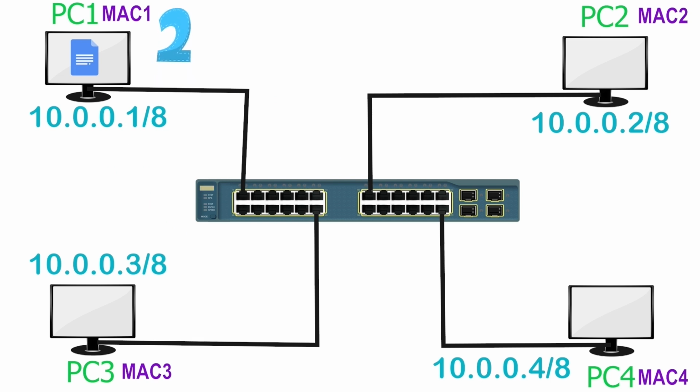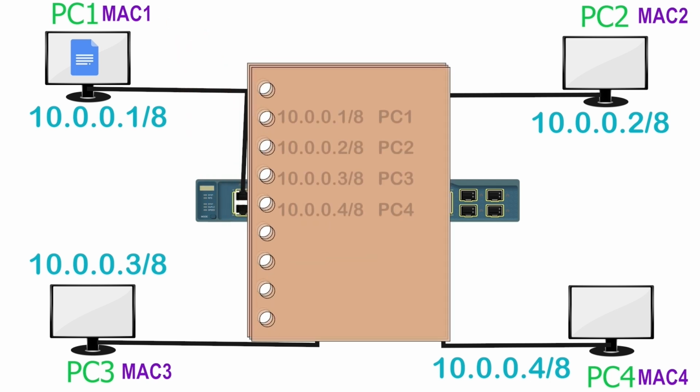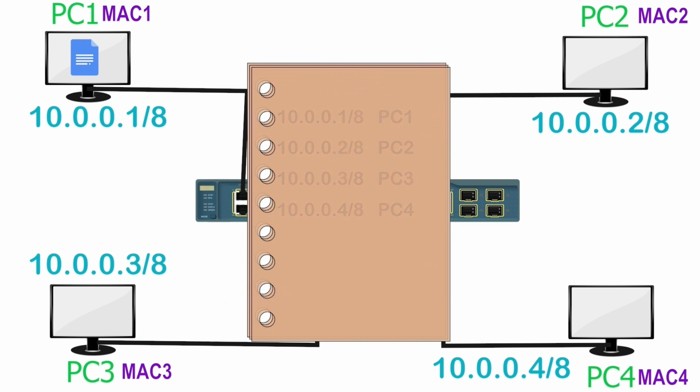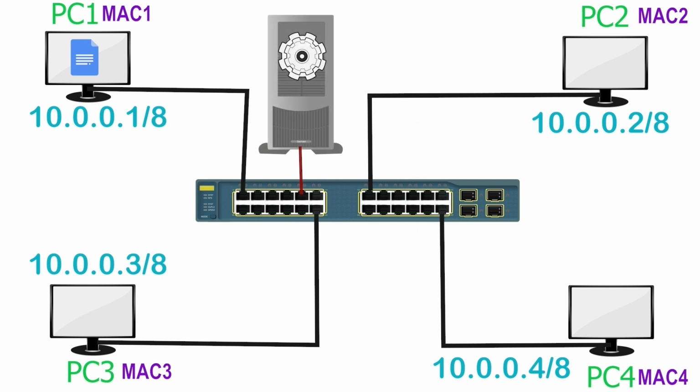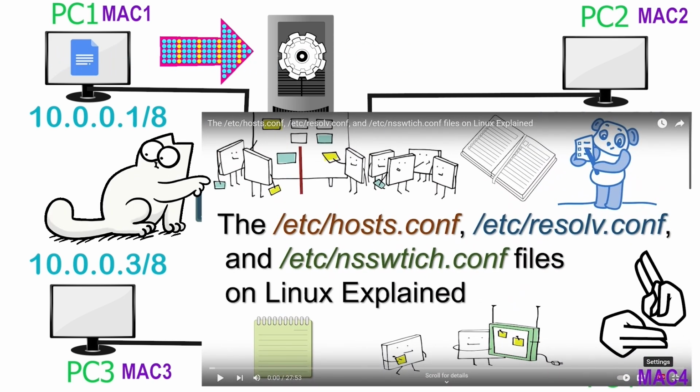PC1 can learn the IP address of PC3 in 2 ways. It can use the host's file or a DNS server. A host's file is a text file. Almost all operating systems have it. It allows us to map IP addresses to names. If this file does not contain an entry for a name, the system uses the DNS server to translate the name. A DNS server translates names into IP addresses in the network. You can check this video to learn more about the host's file and DNS server. It explains how the name resolution process works.